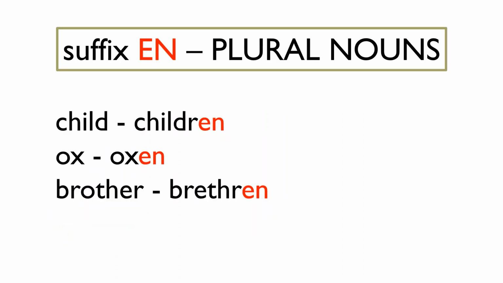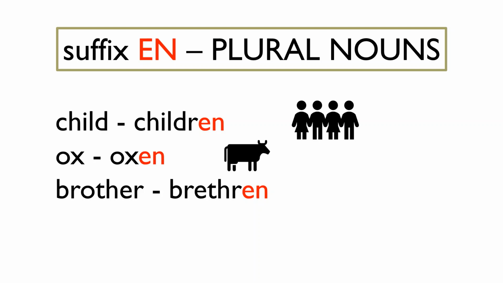We use the suffix "en" to make the plural of some nouns. These are the only 3 examples I could find. Children is the most common of these 3 words. I don't have many opportunities to talk about ox. And brethren is not very common at all. I never use it.